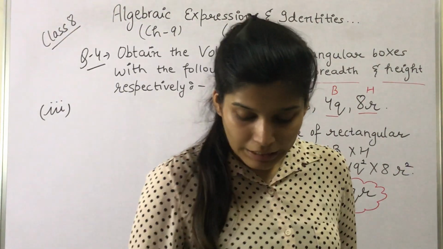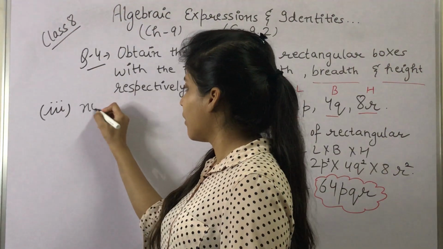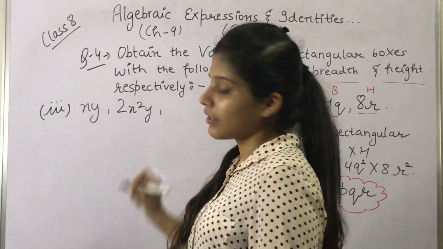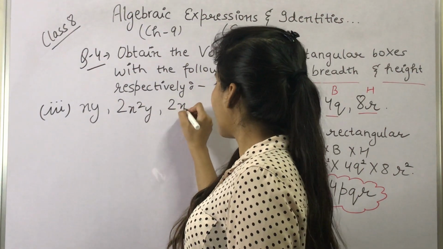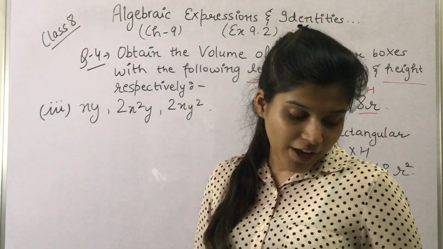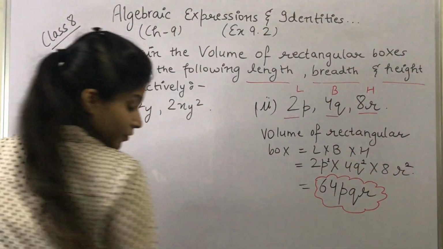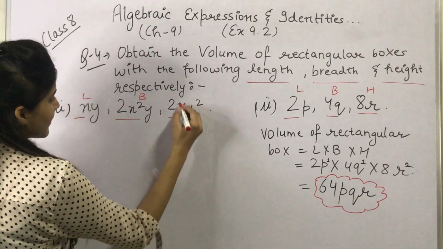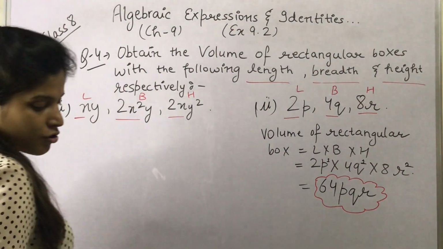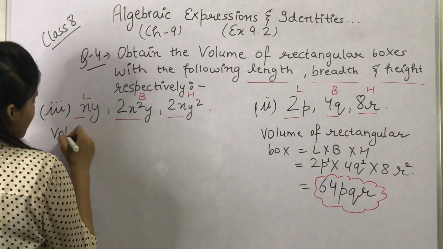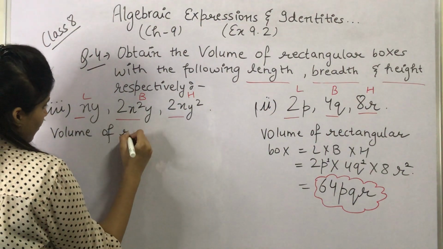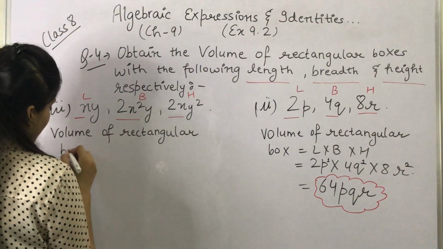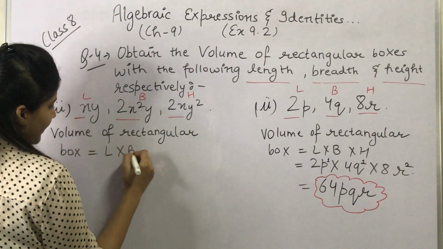So children, in the third part we have length as xy, okay, breadth is 2x square y and height is 2x y square. Okay, so now we have to find the volume. So first let's write, this is the length, this is the breadth, and this is the height, right? So volume of rectangular box equals to length into breadth into height.